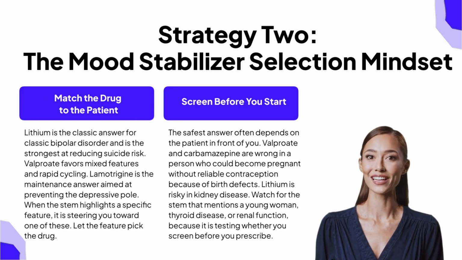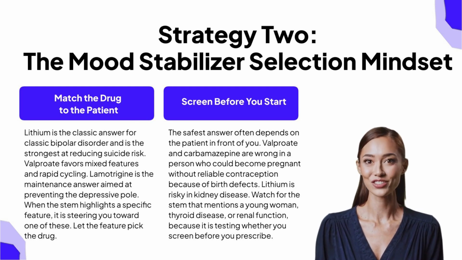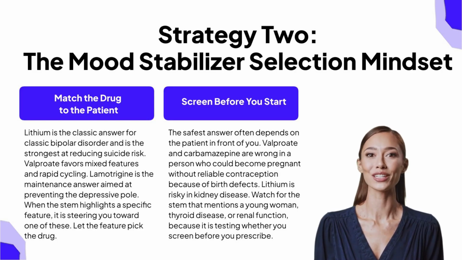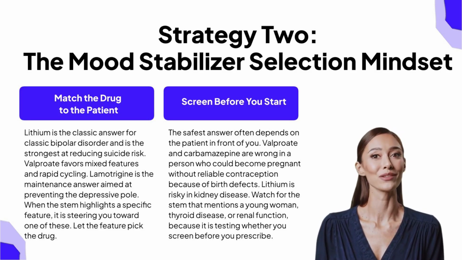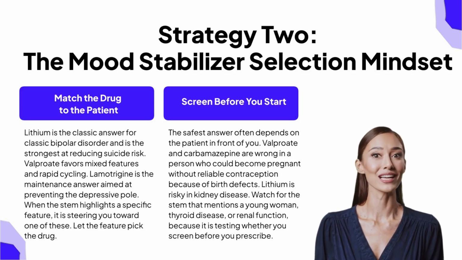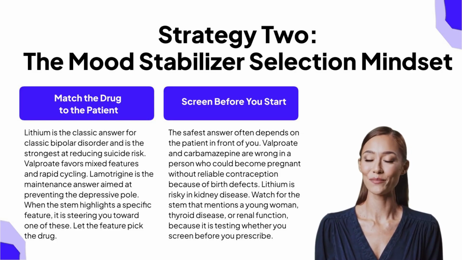Let the feature in the stem pick the drug. Lithium is the classic answer for classic bipolar disorder, and it is the agent with the strongest evidence for reducing suicide risk. Valproate is favored when the stem emphasizes mixed features or rapid cycling. Lamotrigine is your maintenance answer aimed at preventing the depressive pole.